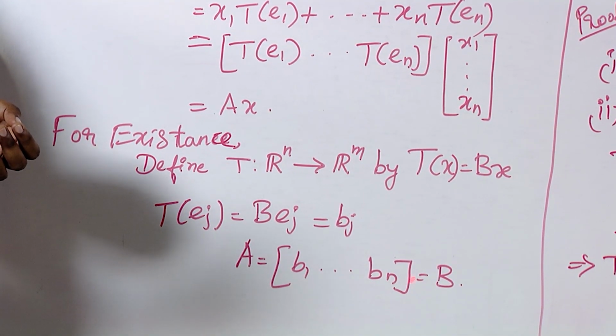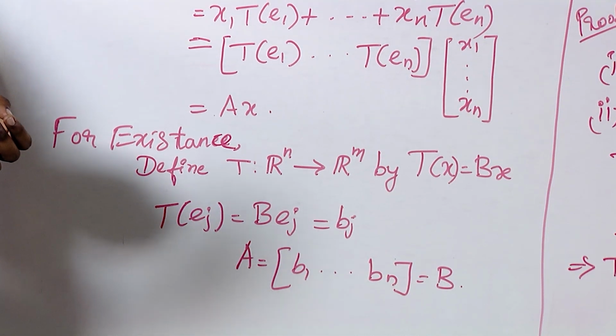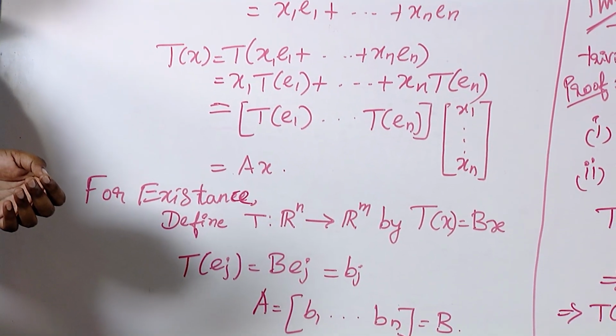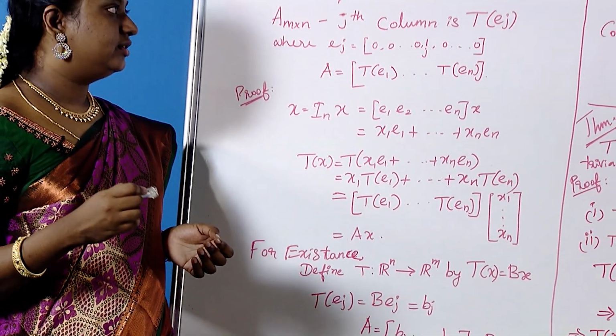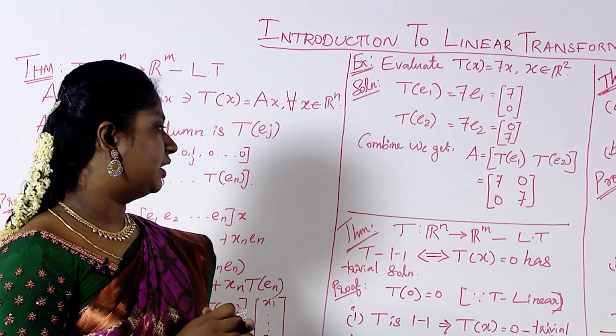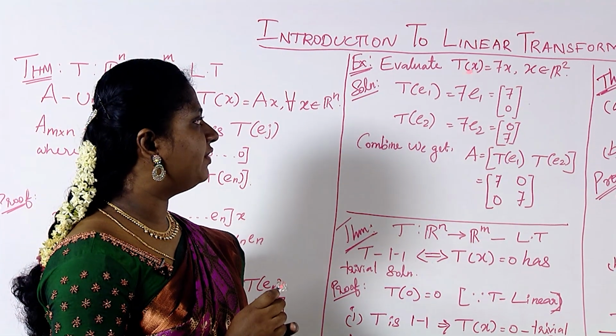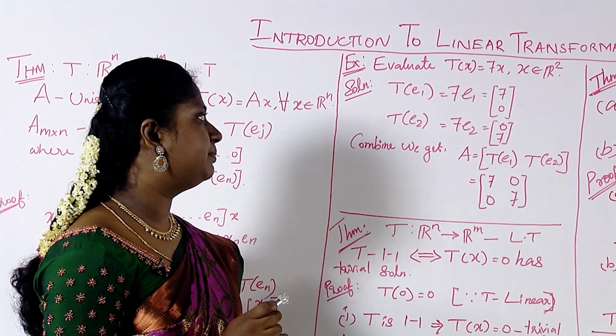Bn, that is nothing but B. So, we are able to prove the uniqueness of the matrix A and the existence of it satisfying these properties. So, next we shall see an example now. We are going to evaluate T of x is equal to 7x, where x is in R power 2.